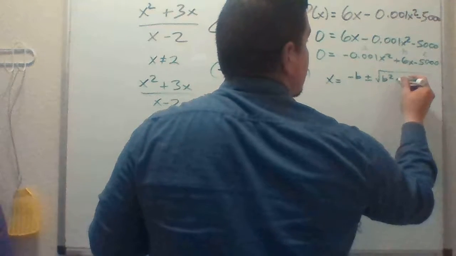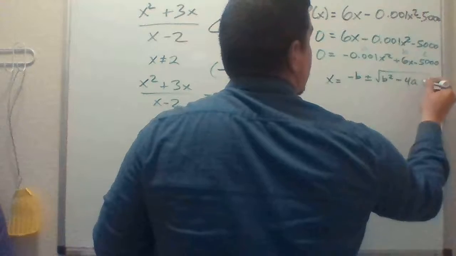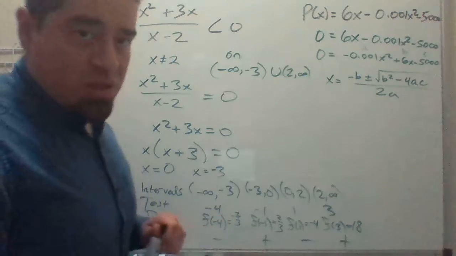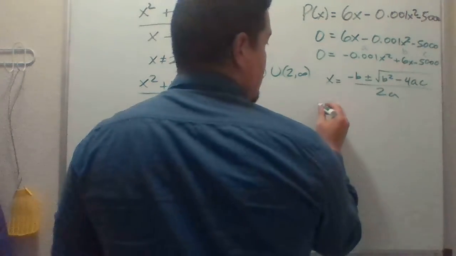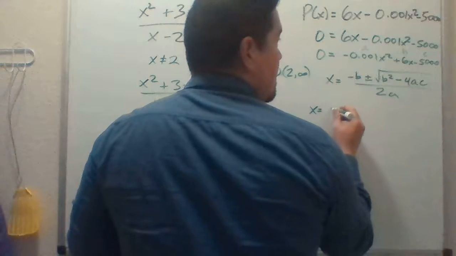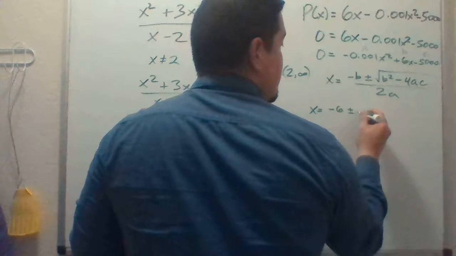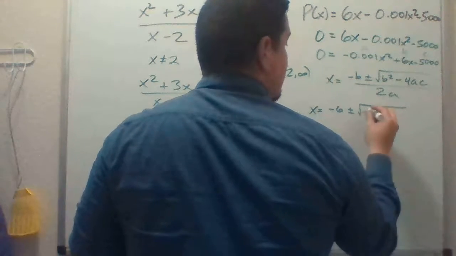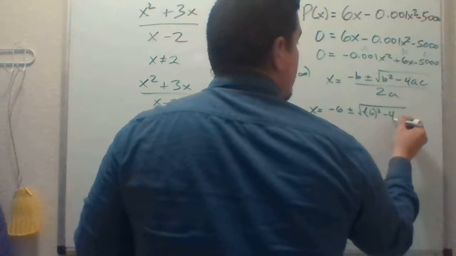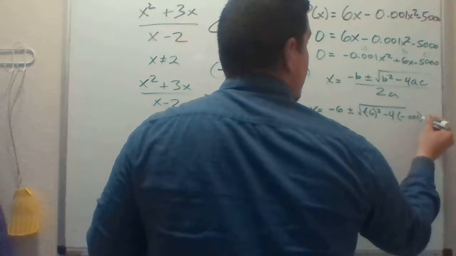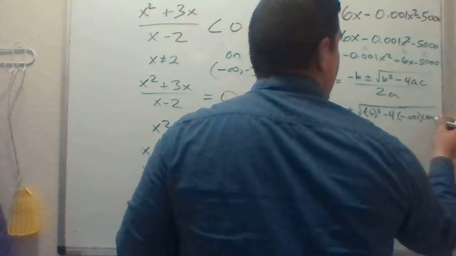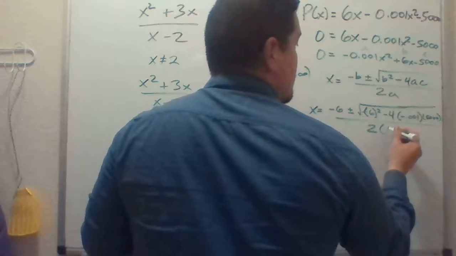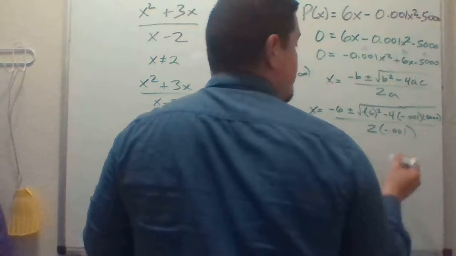The quadratic formula is negative b plus or minus the square root of b squared minus 4ac, over 2a. We already labeled a, b, and c, so we're just going to substitute those values in. So here we have negative 6 plus or minus the square root of negative 6, or actually positive 6, squared minus 4 times negative 0.001 times 5,000, over 2 times a, which is negative 0.001.